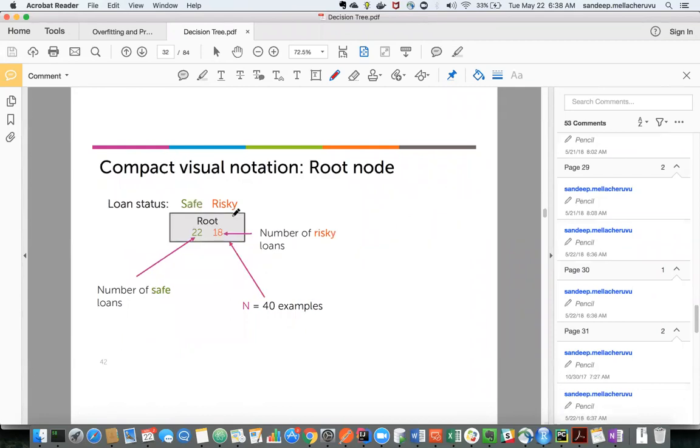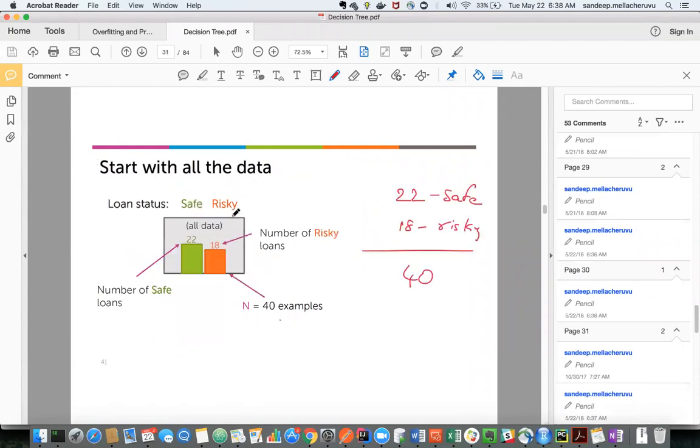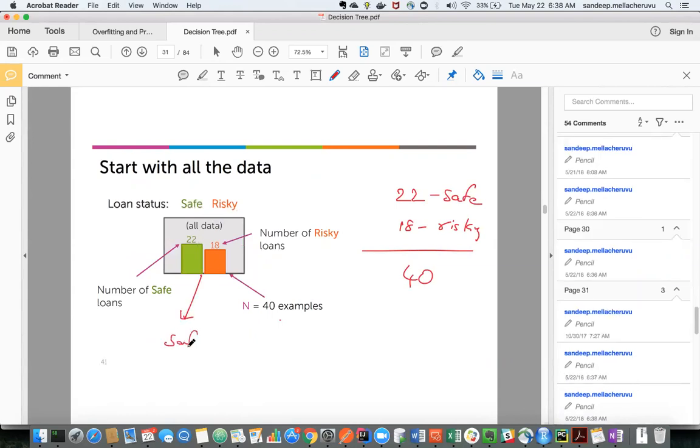That is your assumption. Now, if you want to predict at this point itself, you have to always predict the majority class. In this case, the majority class is safe loan. But this is not the right approach, because the majority class is not giving a proper way, because every time you are going to predict only safe. This is not going to solve any problem for us. So that's why we start splitting it.